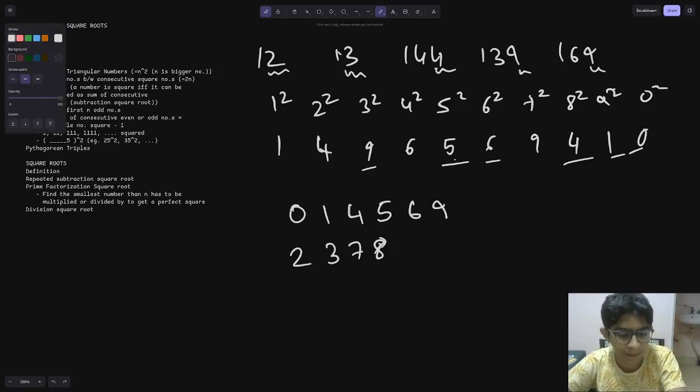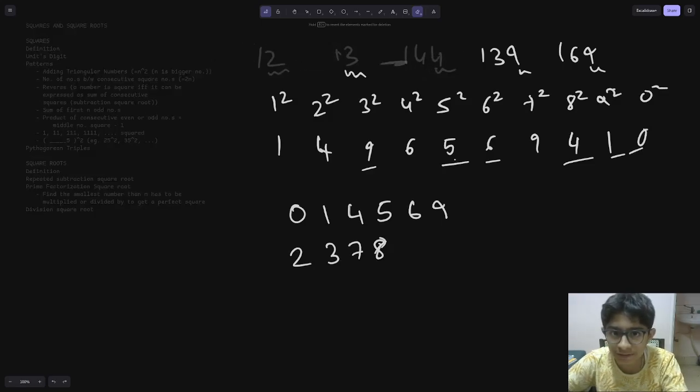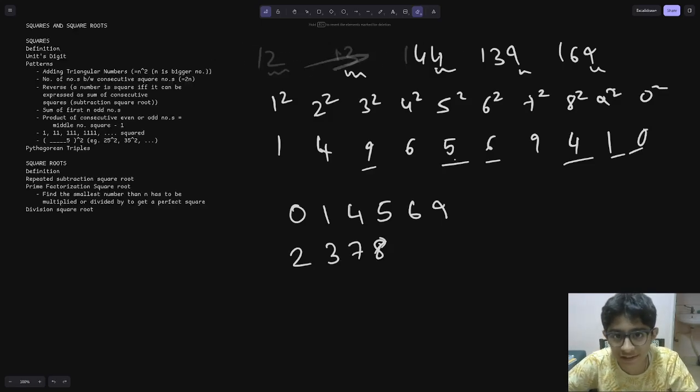Next, let's go on to patterns. So what kind of patterns? What kind of patterns are there in this chapter?